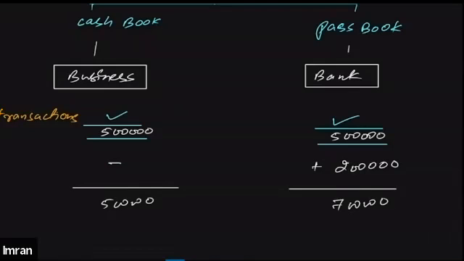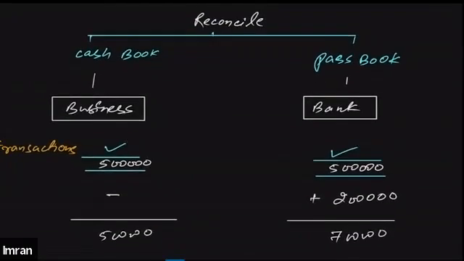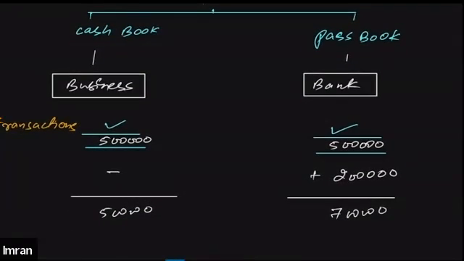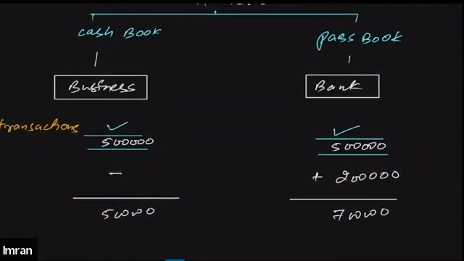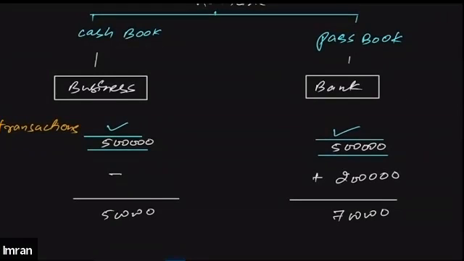Everybody, is it clear that there may be a situation where the cash book and passbook might not tally at the end of the month? And because the cash book and passbook do not tally, in order to rectify the problem, we have to prepare a statement which is called a bank reconciliation statement. Is it clear, everyone? Please confirm.